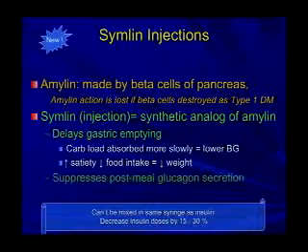And the other thing that amylin does is it suppresses a hormone called glucagon. And glucagon raises your blood sugar. So if we can suppress it, we can help postprandial blood sugar stay down.